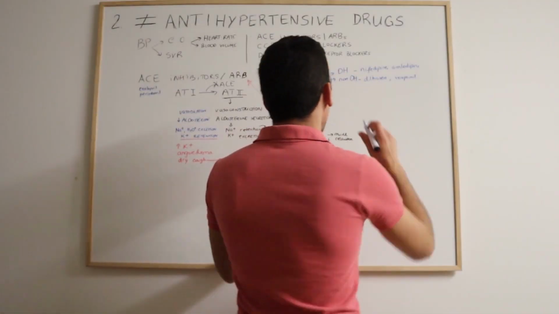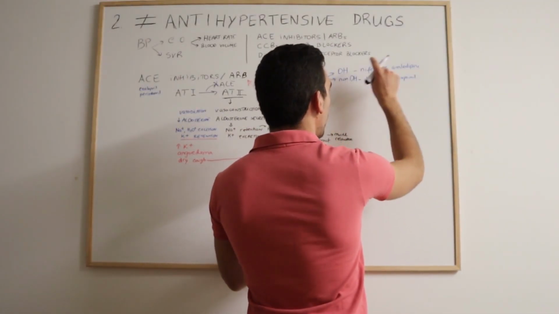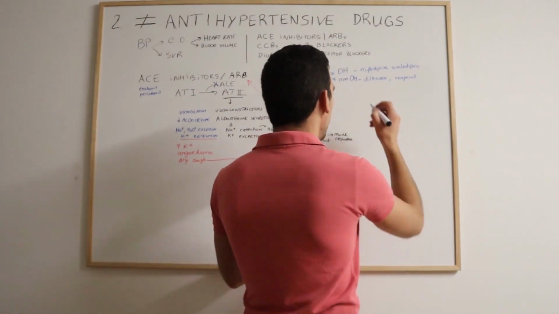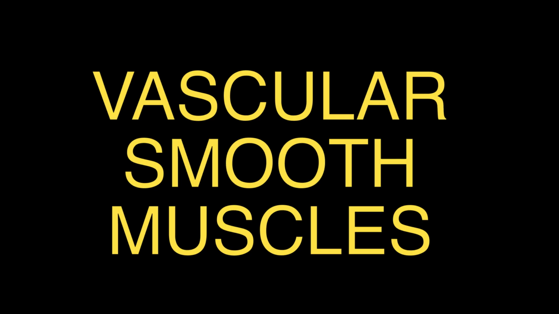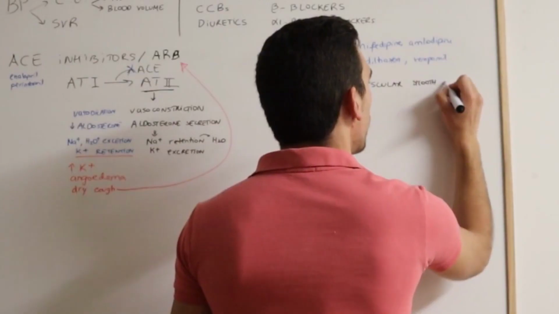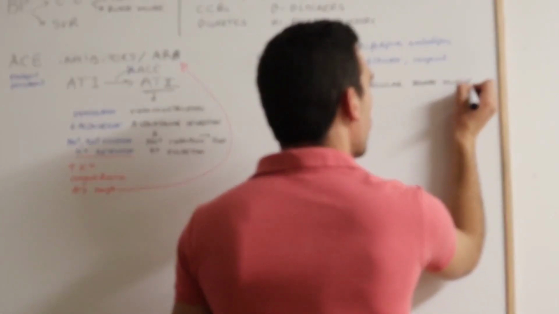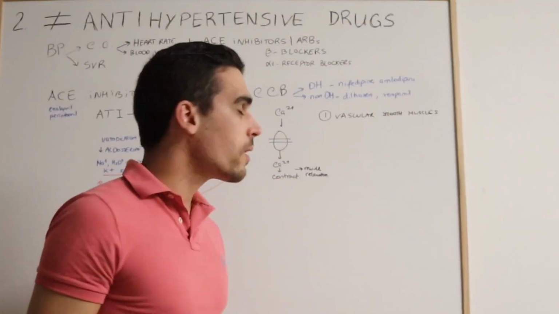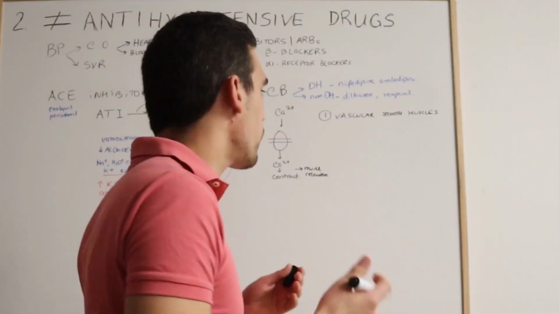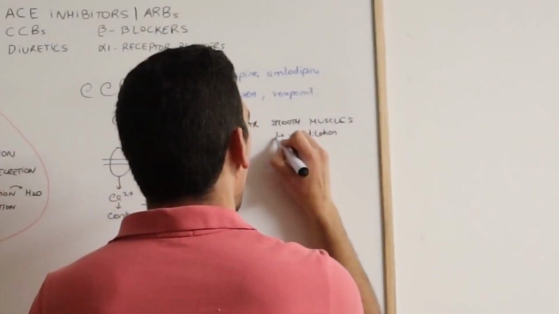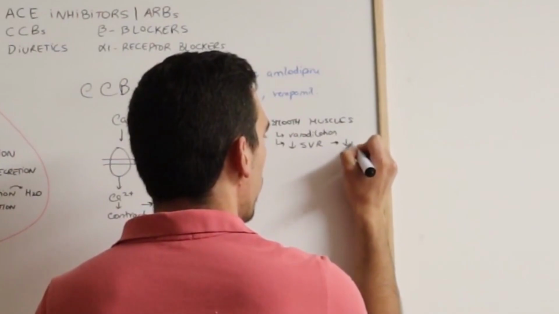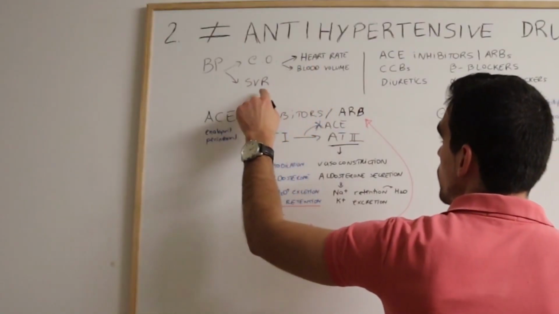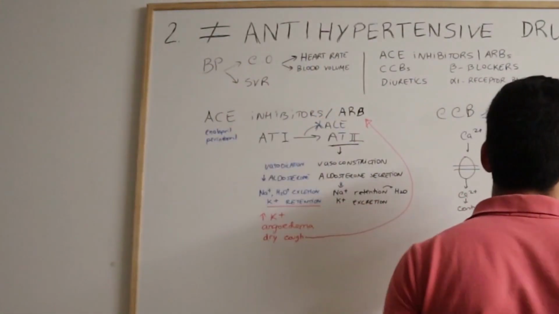For example, the dihydropyridine calcium channel blockers, nifedipine and amlodipine, act mainly on the vascular smooth muscles. So basically, they make the muscle relax, it doesn't contract. Vasodilation. And then we have lower systemic vascular resistance, so we have a lower blood pressure.